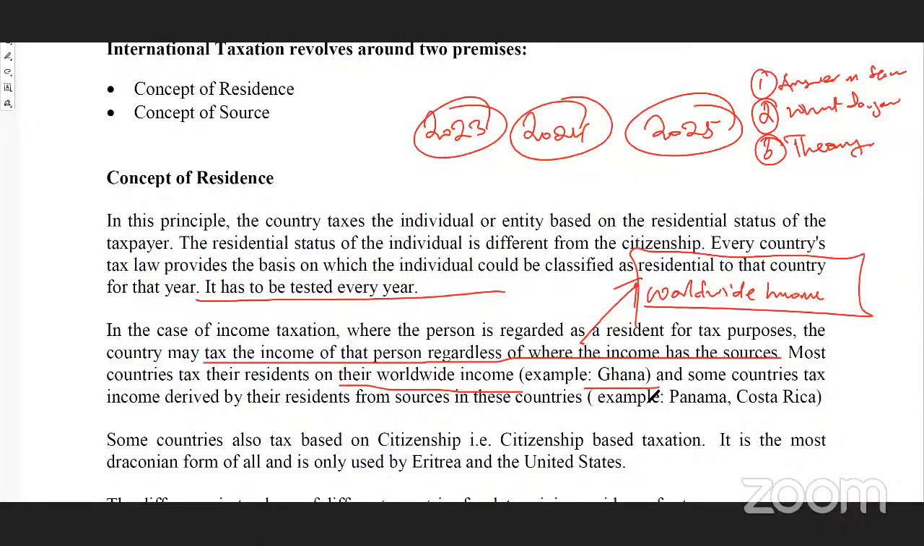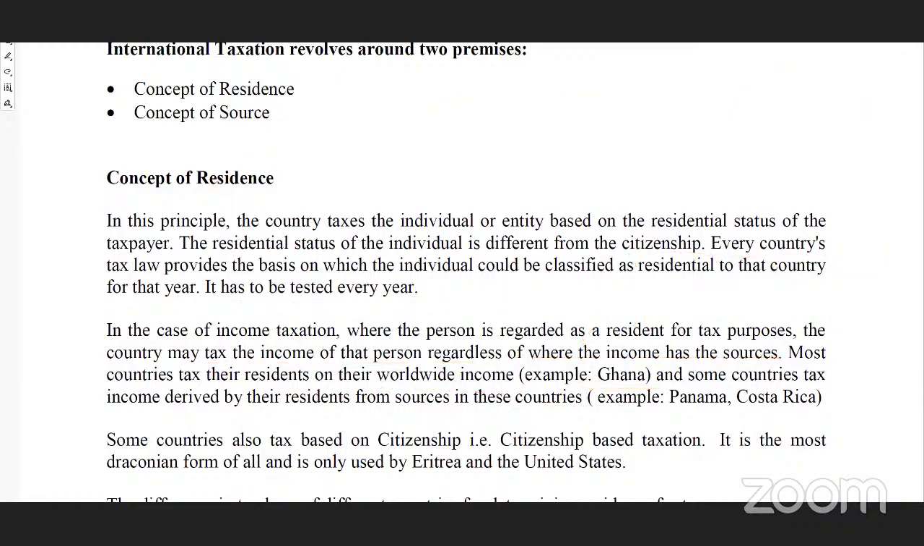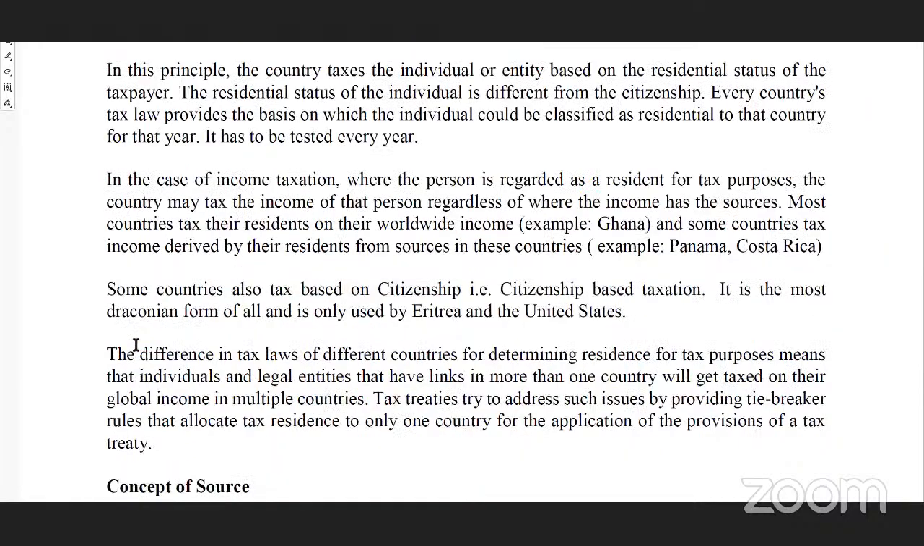So some countries only tax residents on income that is derived from sources in those countries, like Panama and Costa Rica. So they use purely the source principle. So in actual sense, the residence principle is taxing people on their worldwide income, and the source principle is taxing people only on income that has a source in those countries. Are we okay? So that is a rule you must understand. And these are the connecting issues that may cause double taxation.